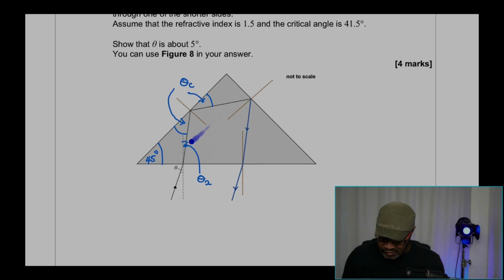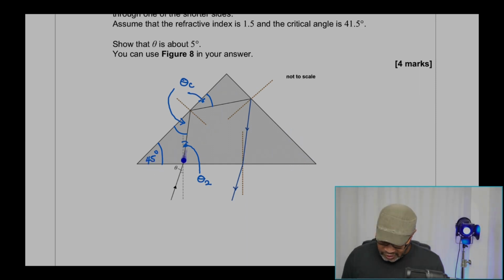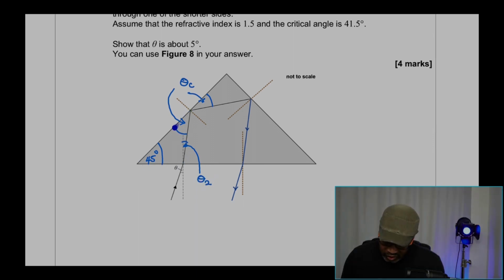This is 90, so that is 45, 45, because it's an isosceles triangle. And that is theta 2. We expect to look at that triangle here. We know that will be a critical angle because that is the critical angle there. And therefore, we need to work out this angle theta.